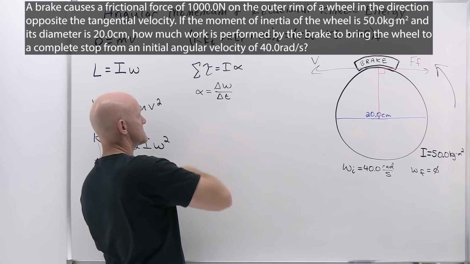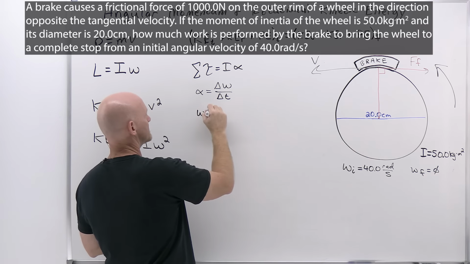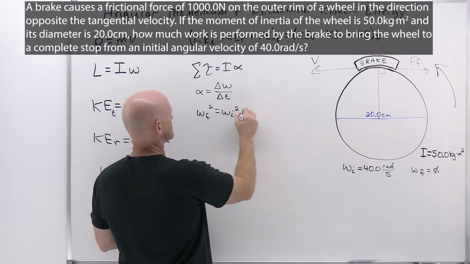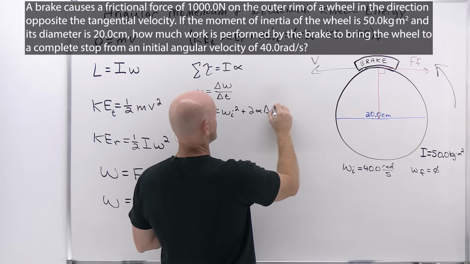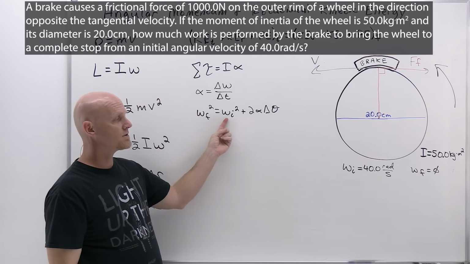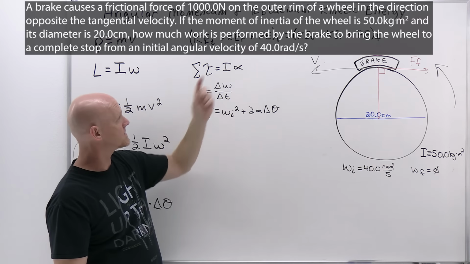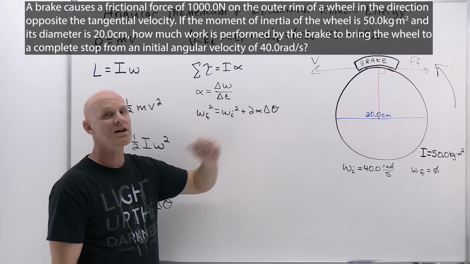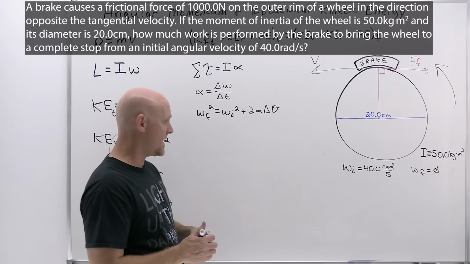Or you could just say, screw the time, and do final angular velocity squared equals initial angular velocity squared plus 2 times your angular acceleration times your angular displacement, and use that kinematics equation instead. We know the initial angular velocity, 40 radians per second. We know the final is 0. We got the angular acceleration from the sum of the torques equation. We could get it that way, but it's still a pain in the butt, and there's an easier way.